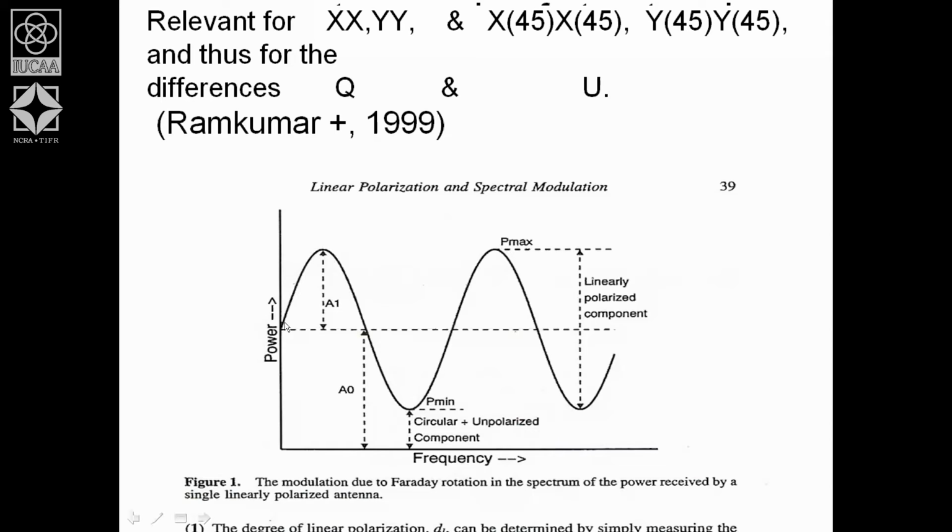Then I can ask, at a given frequency, how this sinusoidal variation will appear, in terms of what phase of this sinusoidal variation, whether I'll be at null or I'll be at the peak or some arbitrary point. And that will be decided by the amount of Faraday rotation that has occurred, plus the original state of polarization in terms of its position angle.